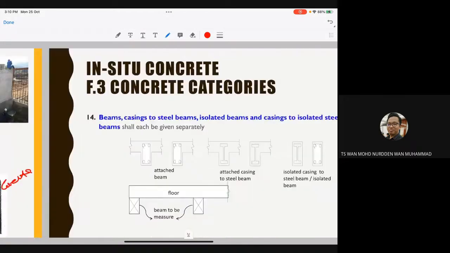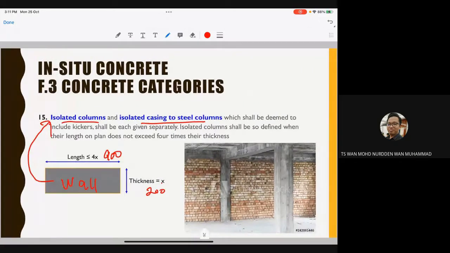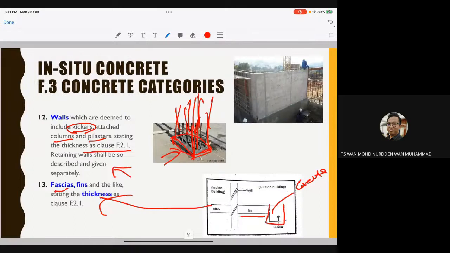Okay, tapi kalau dia kurang daripada situ, katakanlah this one, saya ambil lagi sekali. Saya ambil this one not 900, but this one 750. So this one it is not a wall, but this one is isolated column. Okay, isolated column. Kalau lebih daripada 4 kali, boleh dia jadi wall. Okay, dia akan jadi wall. Kena refer kepada F3 12. F3 12.